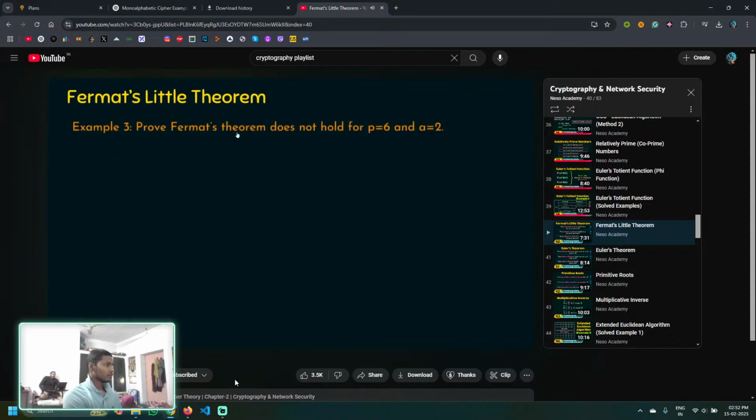The question is, prove Fermat's theorem does not hold for p is equal to 6 and a is equal to 2. If you see here, this p is not a prime number. So from this, we can easily conclude that Fermat's theorem will not hold true because 6 is not a prime number. If the number given for p itself is not a prime number, we can easily say that Fermat's theorem will not hold true for these values.